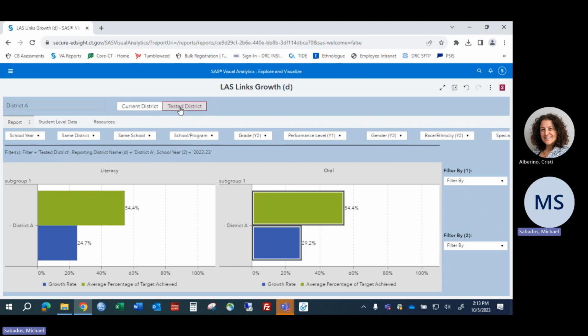So you want to see those kids that you yourself tested and perhaps had for a while. Current district are those students who have growth information. However, they might not have taken the test with you. They might have been in another district when they took it. But they're with you now, so you're able to see their growth information. And I think that view, current district, is really appropriate for programmatic planning purposes.